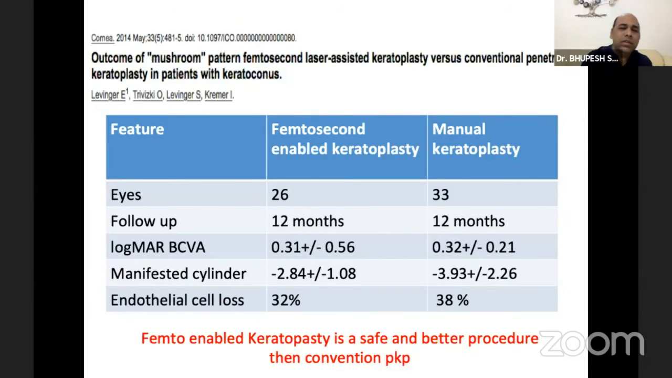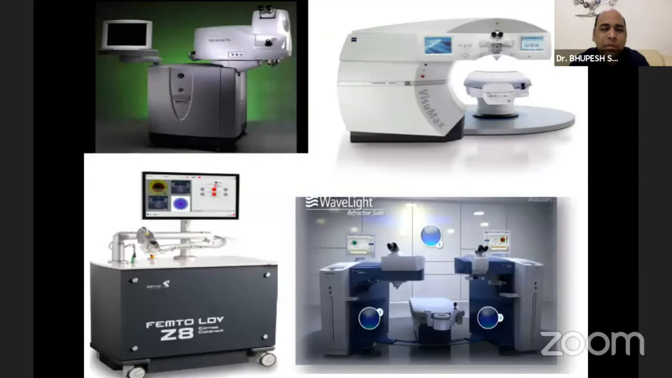There are studies which have compared femtosecond keratoplasty results with conventional penetrating keratoplasty, and this was in keratoconus. The studies have shown that BCVA was better in all femtosecond cases, and endothelial cell loss is also lesser in the femtosecond group. And they found that it is a safe and better procedure than the conventional PKP in keratoconus. There are different platforms which provide the opportunity to perform femtosecond keratoplasty.